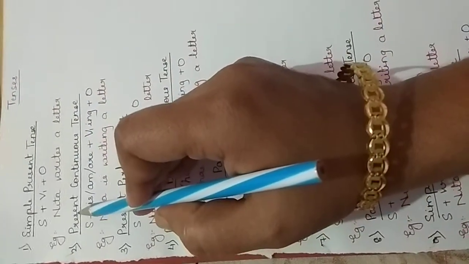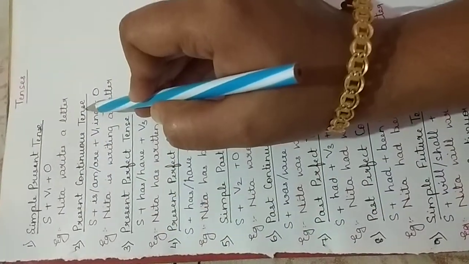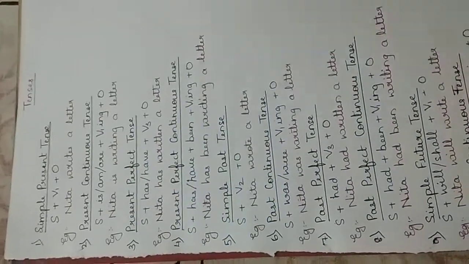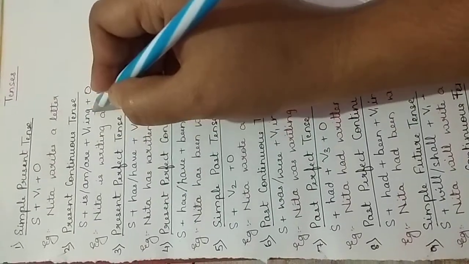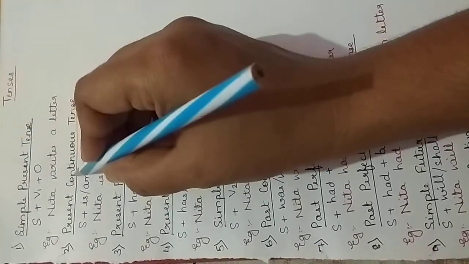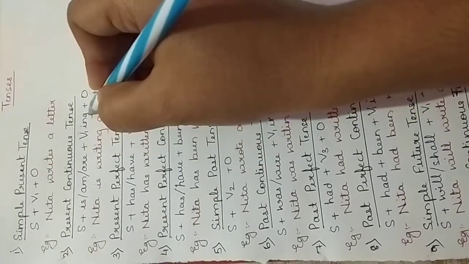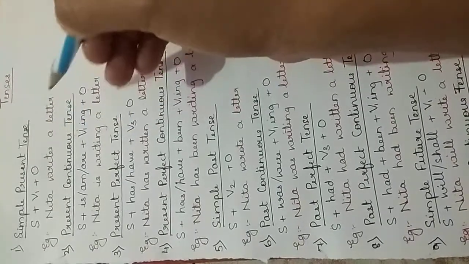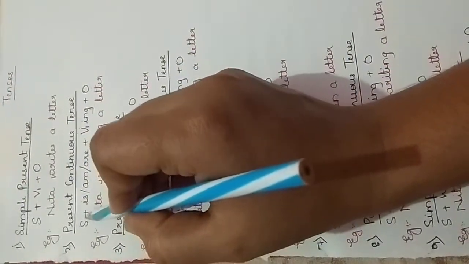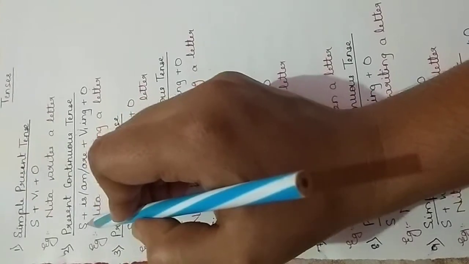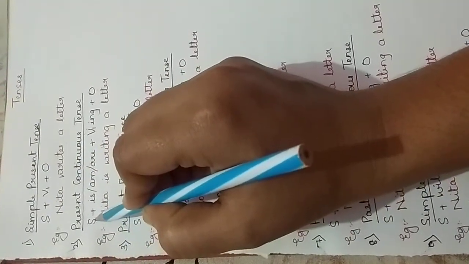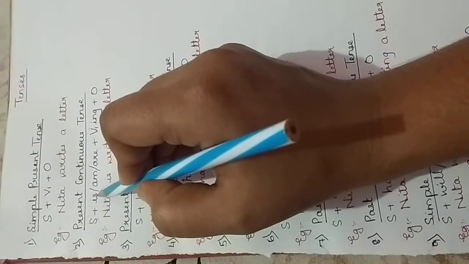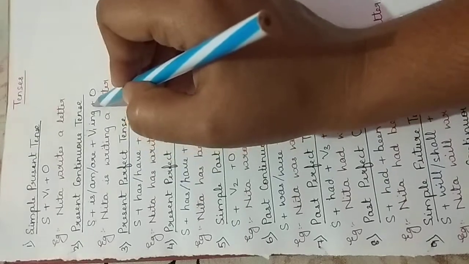In the same way, the next formula is present continuous tense. The formula is subject plus is, am, are plus v1 ing plus object. Whenever it is continuous, we use the ing form because the work is happening continuously. Subject means the one about whom we are talking. So subject plus is, am, are plus v1 ing plus object.